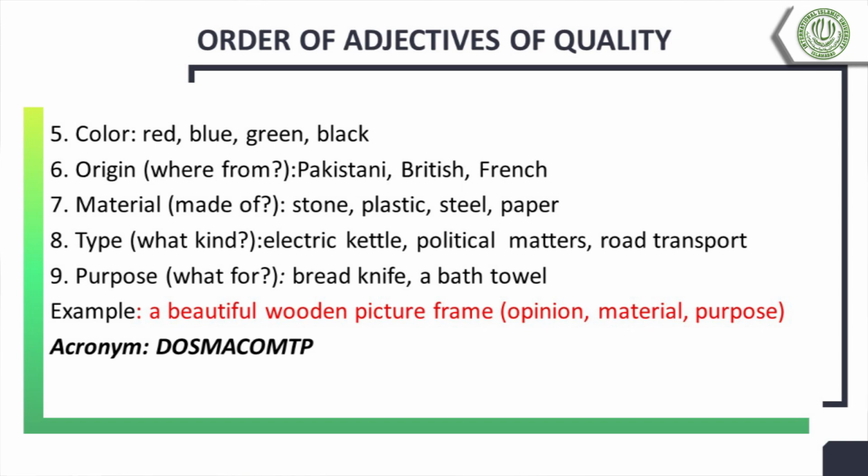For example, a beautiful wooden picture frame. In this phrase, a beautiful is an opinion, it comes first according to the order. Wooden is a material, it comes at second place, and purpose is picture, so it comes at third place, and frame is a noun. So, all these adjectives follow a sequence.